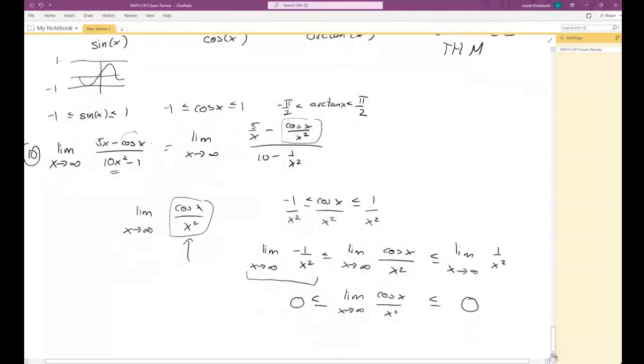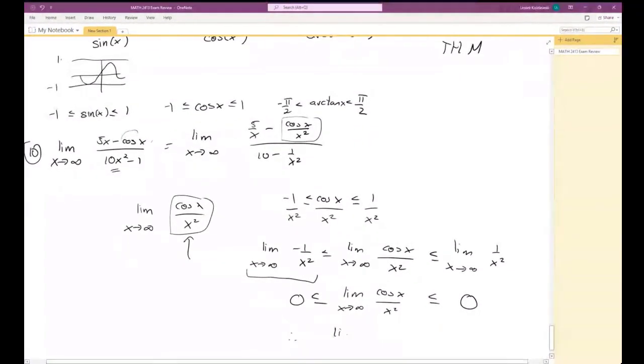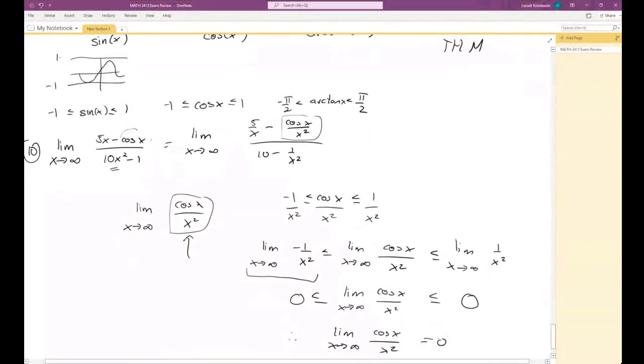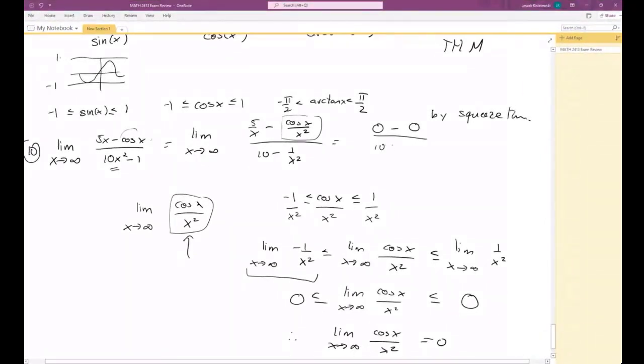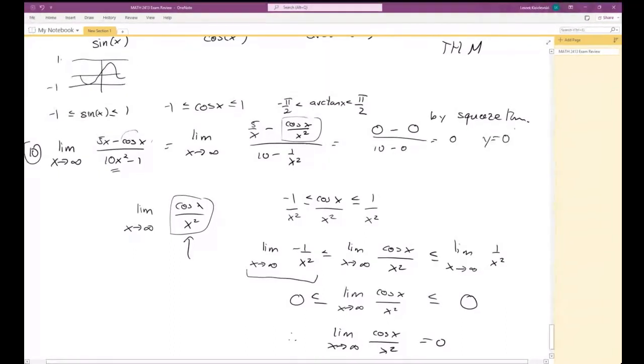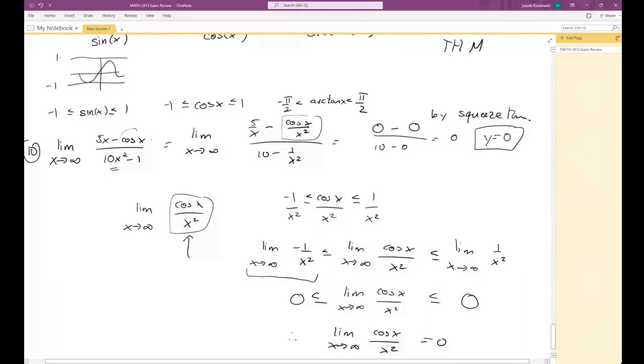So therefore, the limit of our animal there is also 0. So that's the squeeze theorem. So you get that this is 0 by squeeze theorem, and then you get 10 minus 0. So this is an example of where you do have a horizontal asymptote, so that you get a finite limit of 0. So y equals 0 would be the horizontal asymptote.